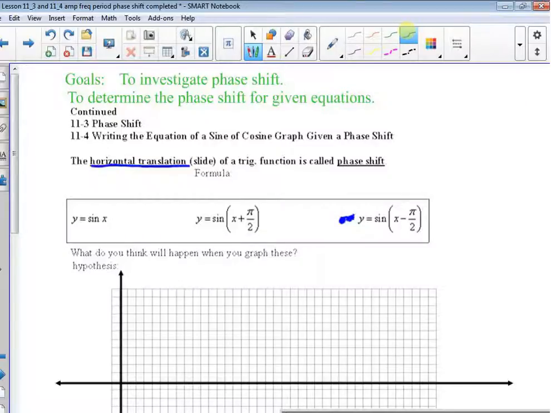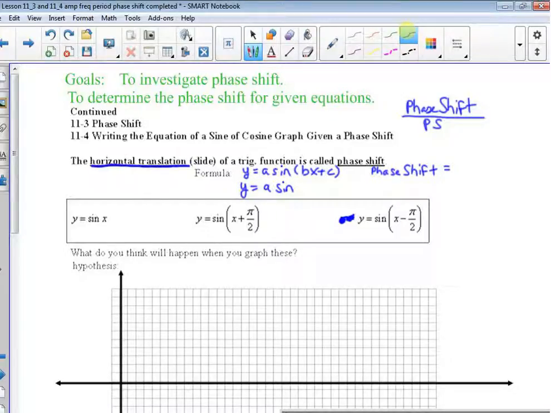So if we have y equals a sine, and then in parentheses bx plus c, we're going to come up with a phase shift, and I'm going to start referring to phase shift instead of writing it out as PS. So the phase shift is equal to what? Versus if I have y equals a sine or cosine b parentheses x plus c. So if I have the b factored out and I just have x plus c inside, what is my formula for the phase shift?